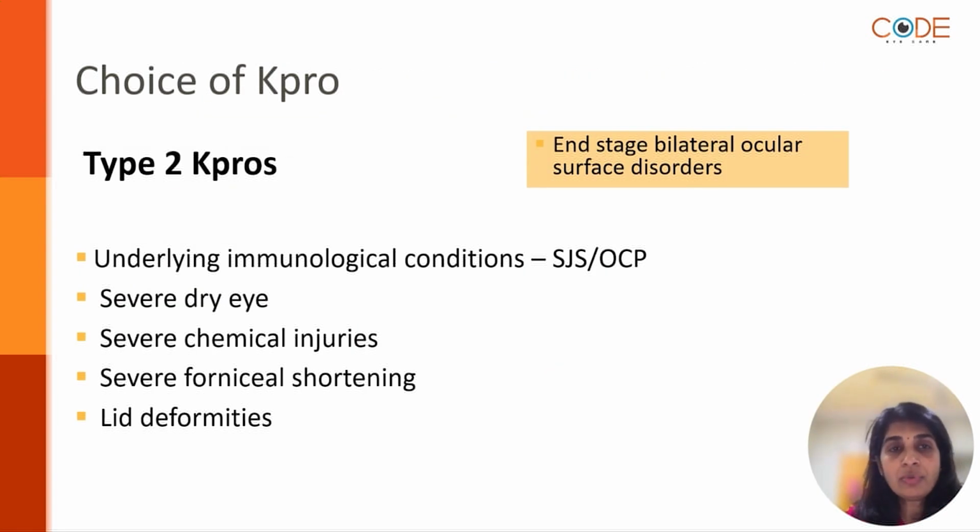Moving on to the type 2 keratoprosthesis, how do you really choose which one of the various type 2 K-pros to implant in a patient? Here, the indication would be an end-stage bilateral ocular surface disorder, patients who have an underlying immunological condition like SJS or OCP, those with severe dry eye, keratinized surfaces, severe chemical injuries with forniceal shortening and lid deformities.